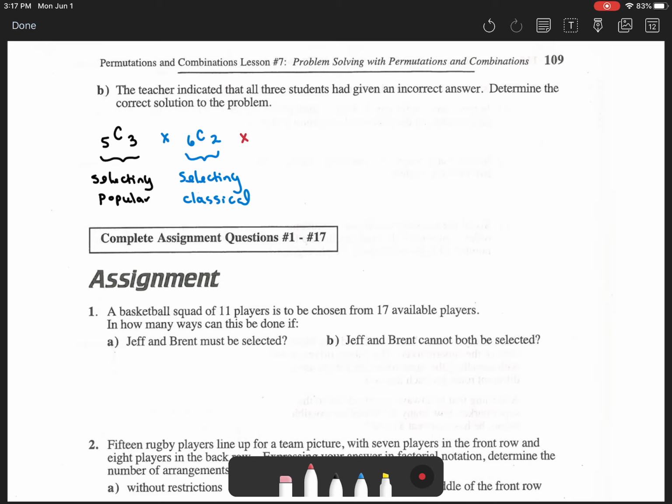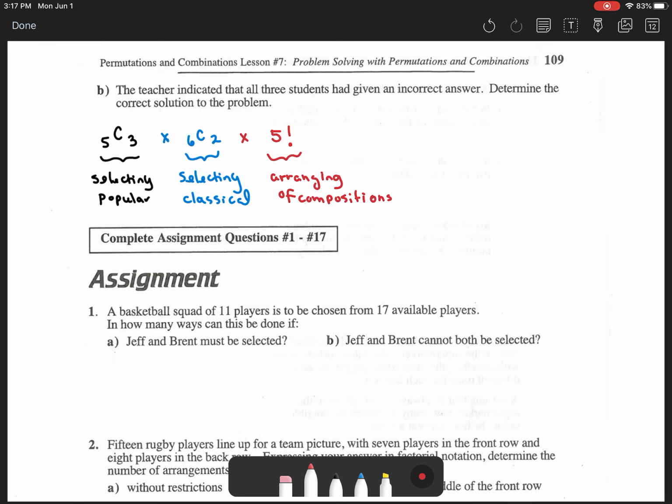Now, what do I have to do? Now I have to order them. So I have 3 popular, 2 classical, that's 5 things. So how do you order 5 things? 5 factorial. So this is the arranging, the permutation part of the compositions. When you have a question like this where you're selecting from one group or one bin and also selecting from another group or another bin and then you want to order, this is the way we deal with those questions.